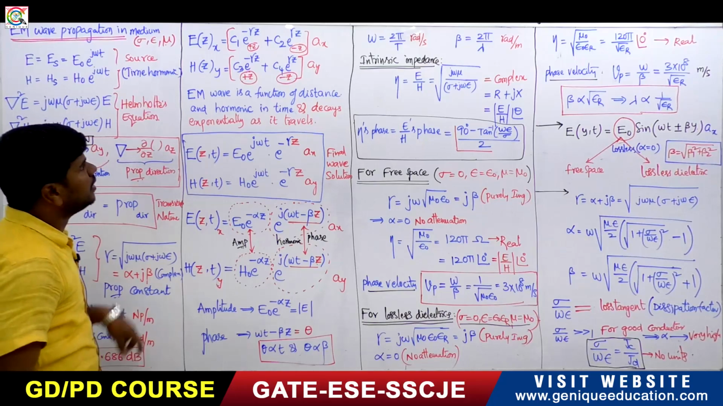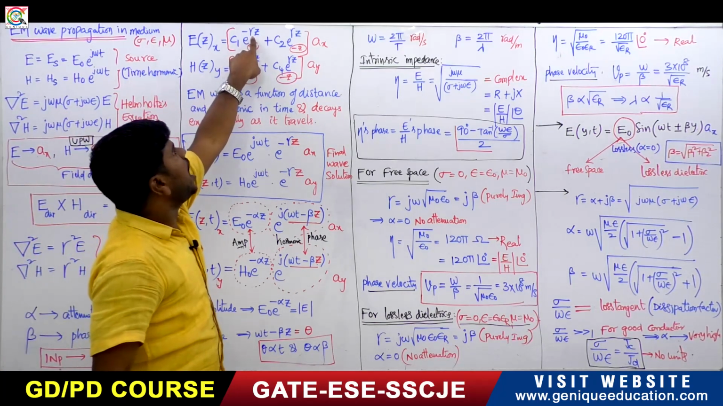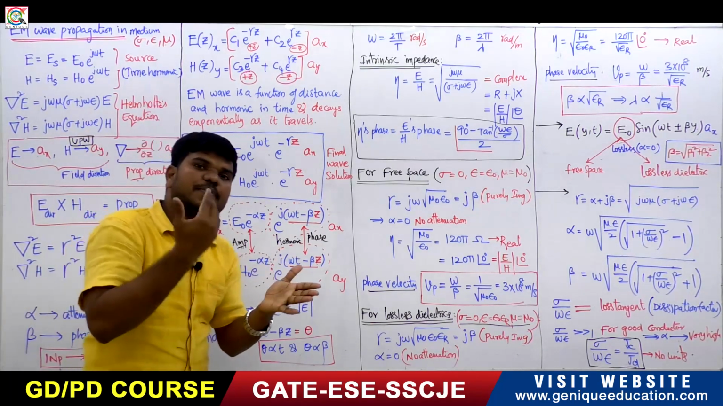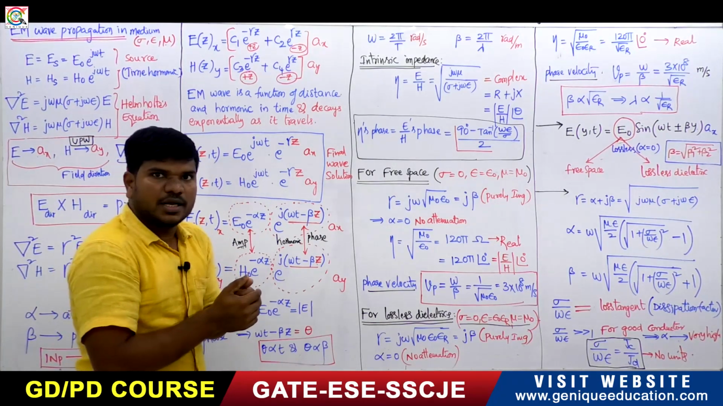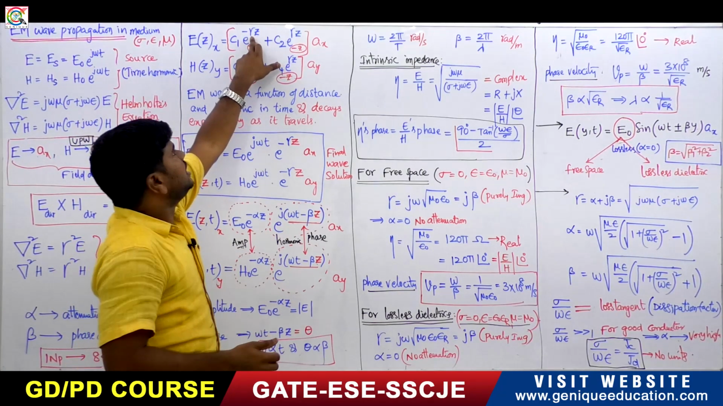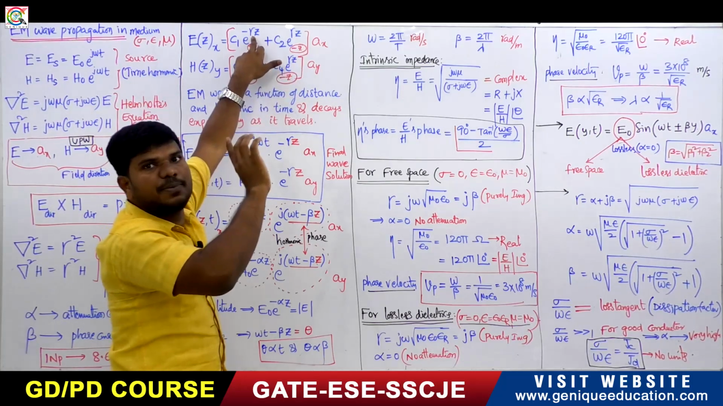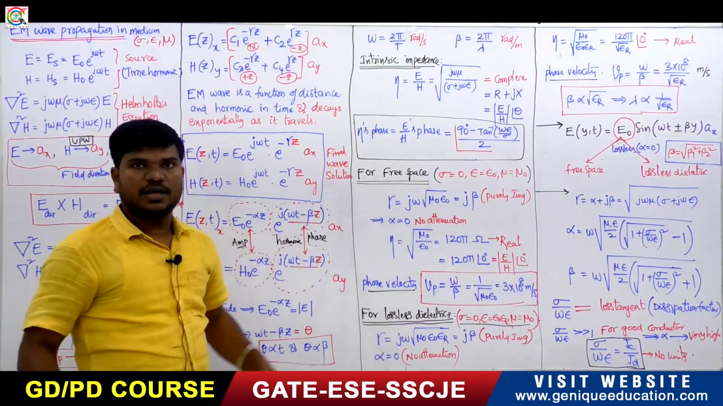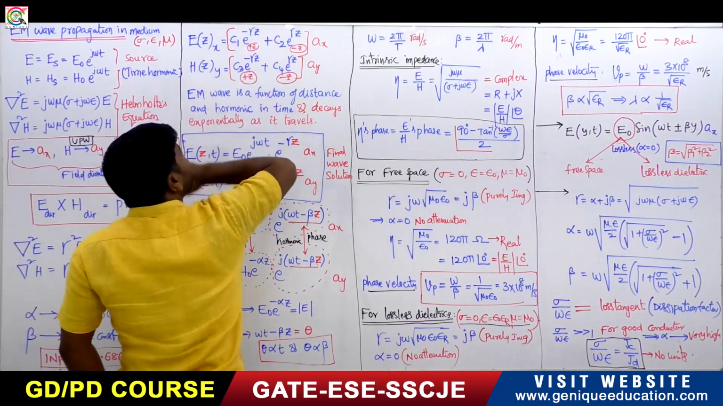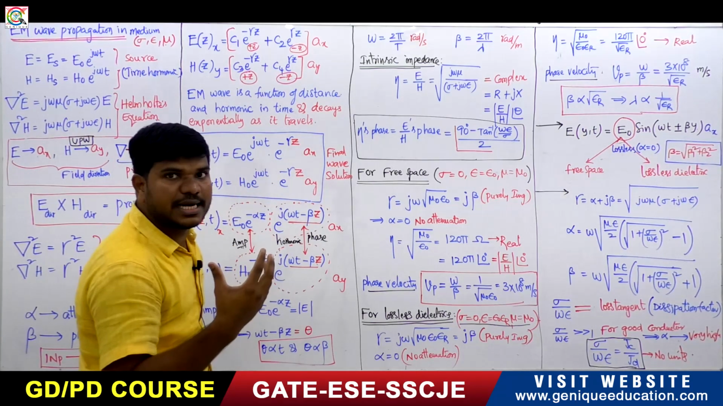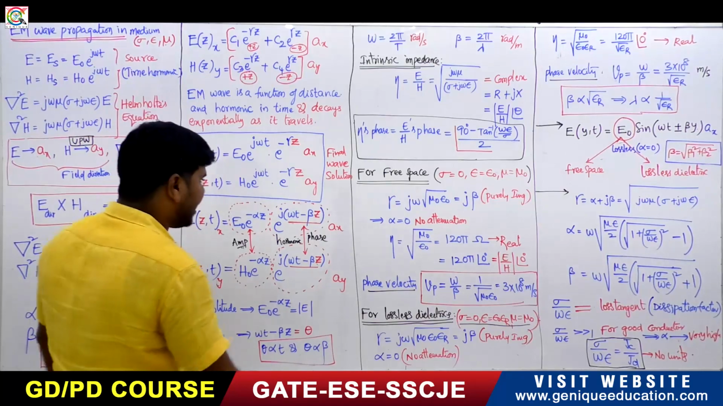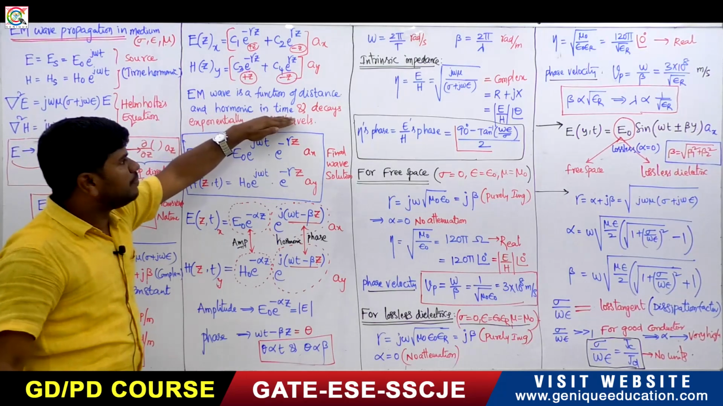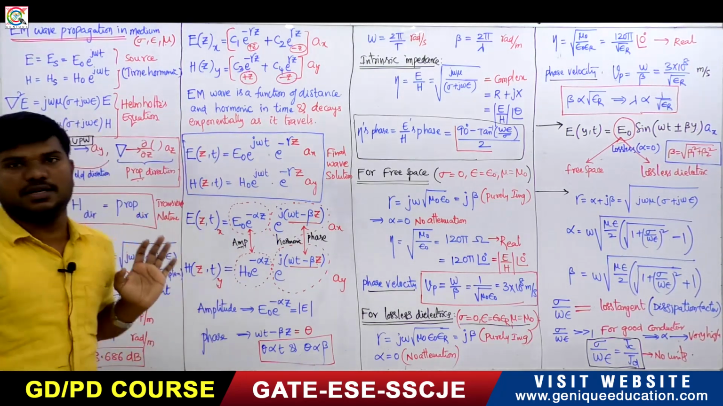Right? Suppose if you observe this, what is alpha? What is gamma? Gamma is equal to alpha plus j beta. So alpha plus j beta is a complex quantity, right? So the j term is there, and e power j term represents what? It is harmonic. Okay, but which kind of harmonic? Decaying harmonic, right? If you write e power alpha plus j beta here, it is a decaying harmonic. So the EM wave is a function of distance, harmonic in time, and decays exponentially as it travels.